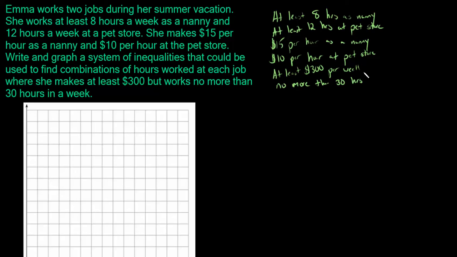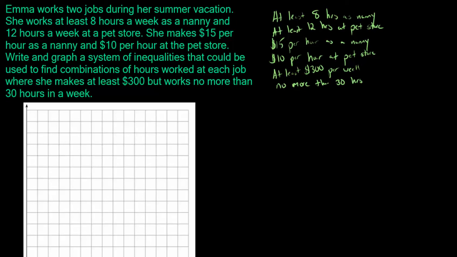Now, I like writing that important information off to the side so I know exactly what I'm going to be using. Highlighting works as well, but I just find that making a list and going through that list, making sure I hit every single piece of it, helps me set up the problem a little bit better. Now, we have to figure out what our variables are going to be.